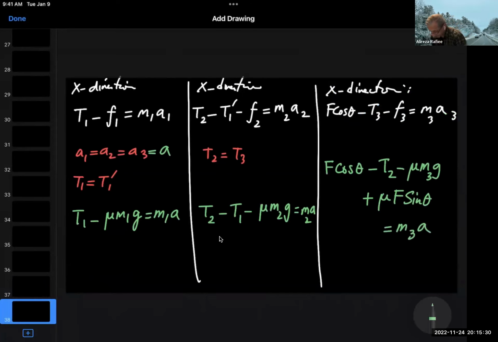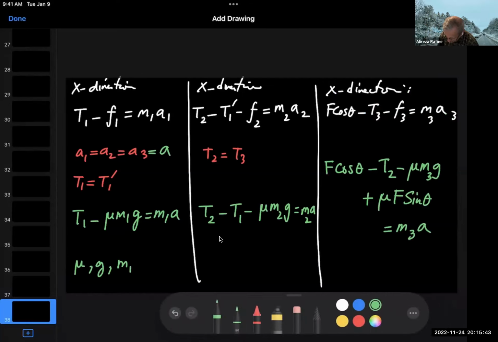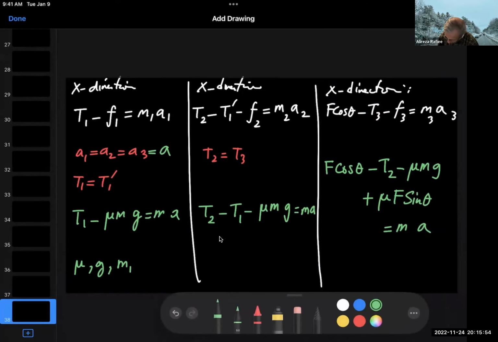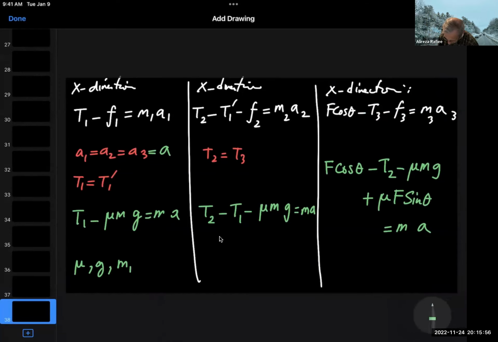It would be equal to m3a. So how many unknown parameters do I have? Mu is given, g is given, m1, m2, m3 are given. Actually, I said the accelerations are the same, so I can just get rid of the subscript from the a's. And what else is given? Mu is given, m is given, g is given.